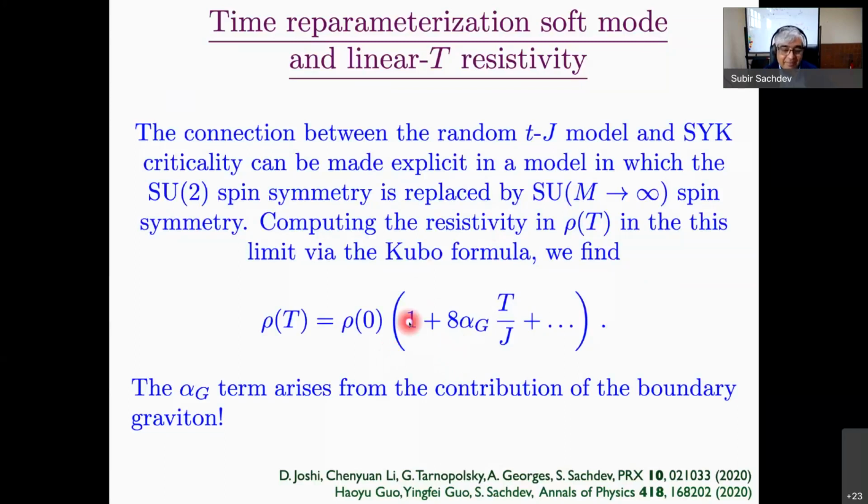But of course, we have to make it this random TJ model. It's not clear that the boundary graviton is present in finite range models, but that's something we are studying these days. But at least in the model that we can solve, it's what gives you quite universally a linear dependence of resistivity on temperature down to zero temperature.